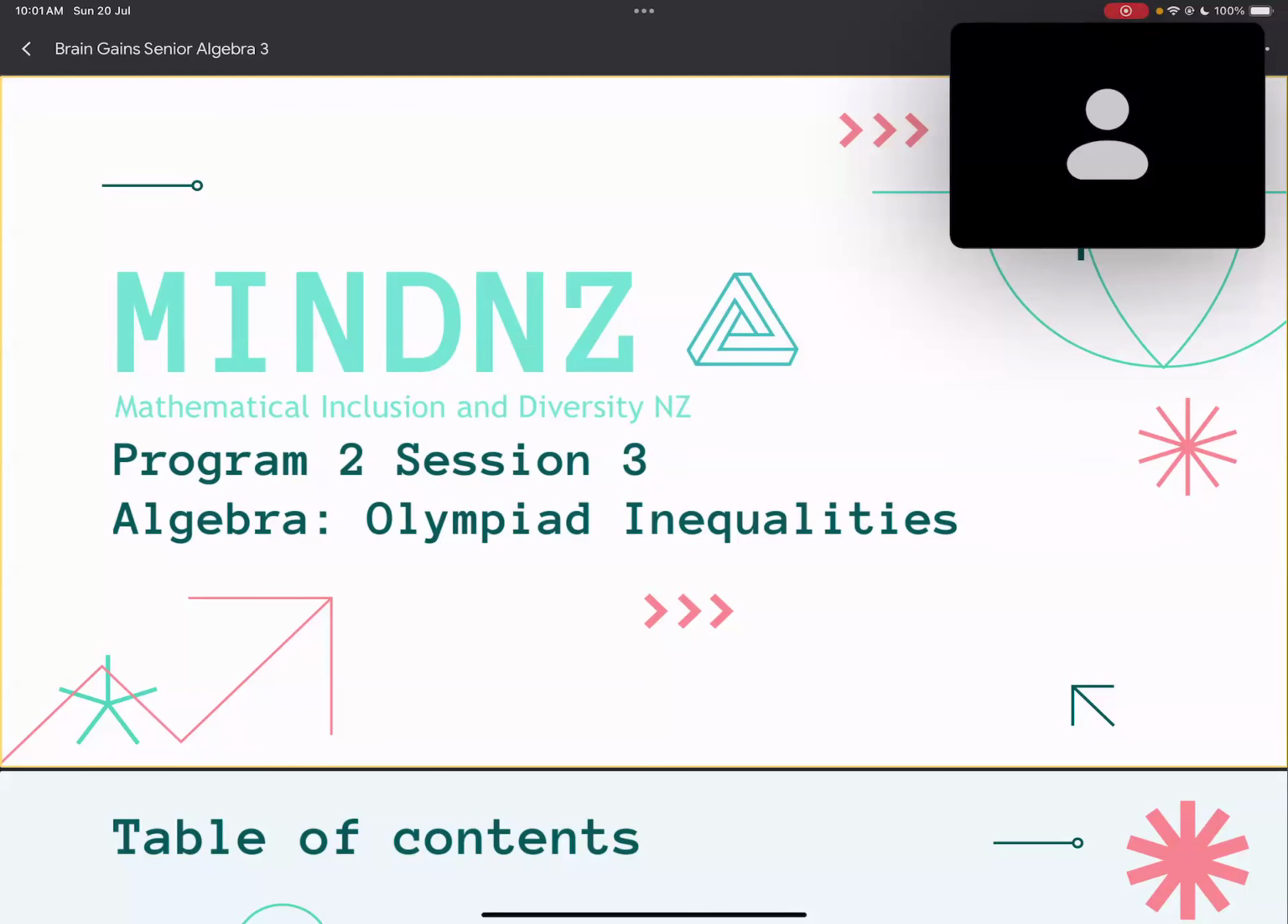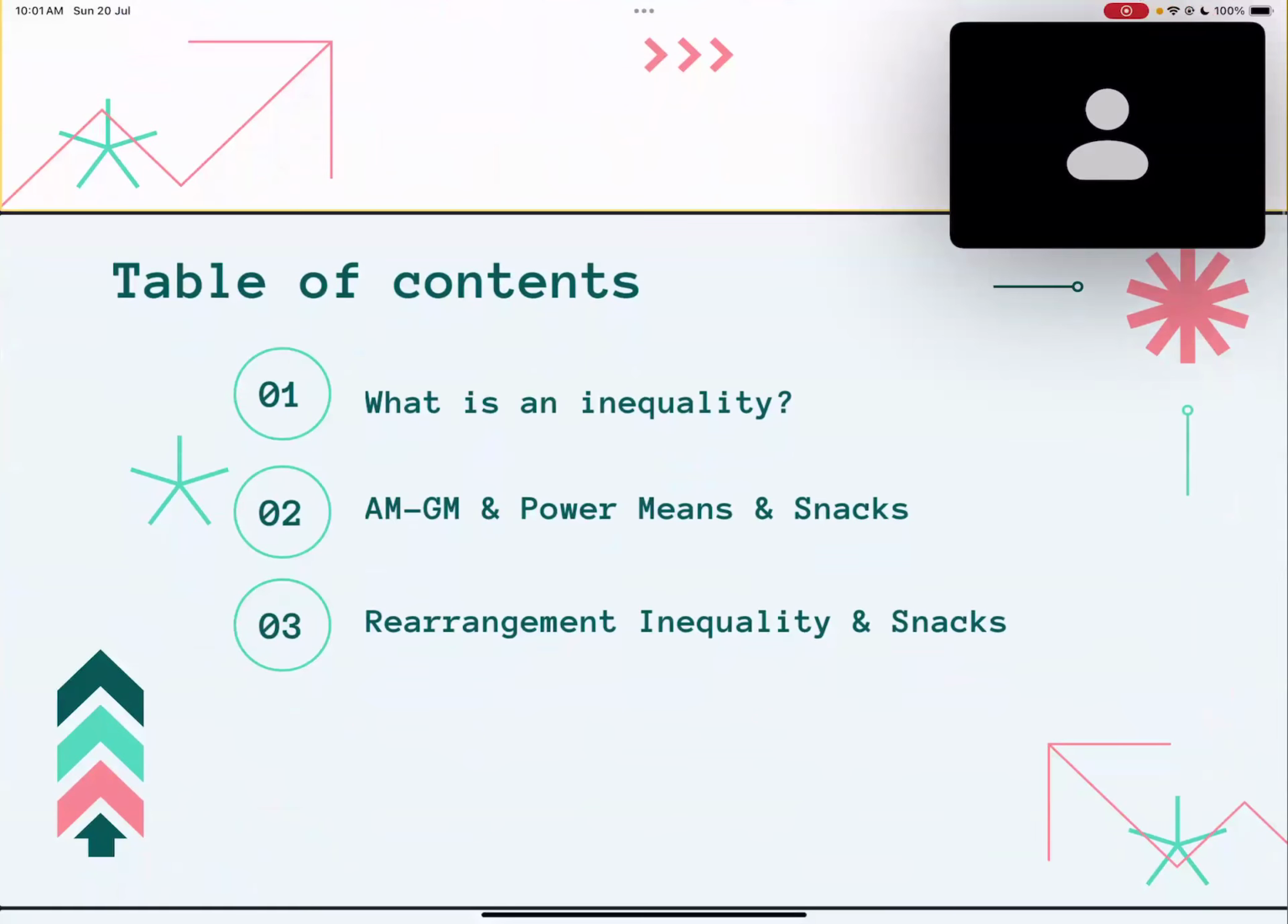Okay, so today is program 2, session 3. So we're doing algebra, and in particular, that would be Olympiad inequalities. So, what are we going to talk about today? Well, firstly, we'll talk about what is an inequality. Secondly, we'll talk about AM-GM, power means, and then a few snack problems to go with that. And then finally, we will talk about the rearrangement inequality and some corresponding problems as well.